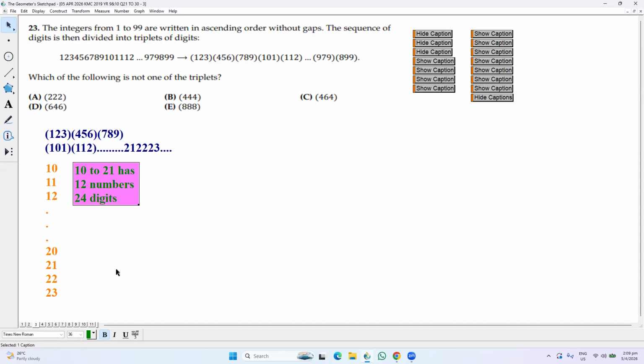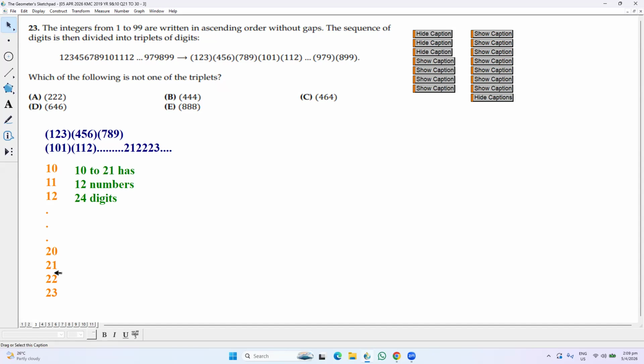10 to 21 is 12 numbers. 21 minus 10 is 11, plus 1. Okay, 12 numbers. 12 numbers means 24 digits. So up to 21, you have 24 digits, because there are 12 numbers.